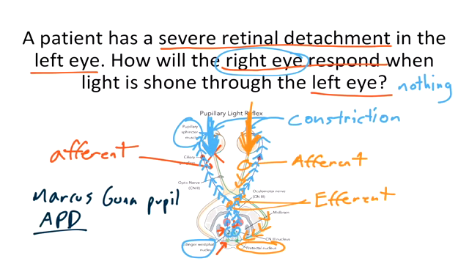This simply means that the afferent limb of the pupillary light reflex is dysfunctional, causing neither pupil to constrict when light is shown through the eye with a defect.